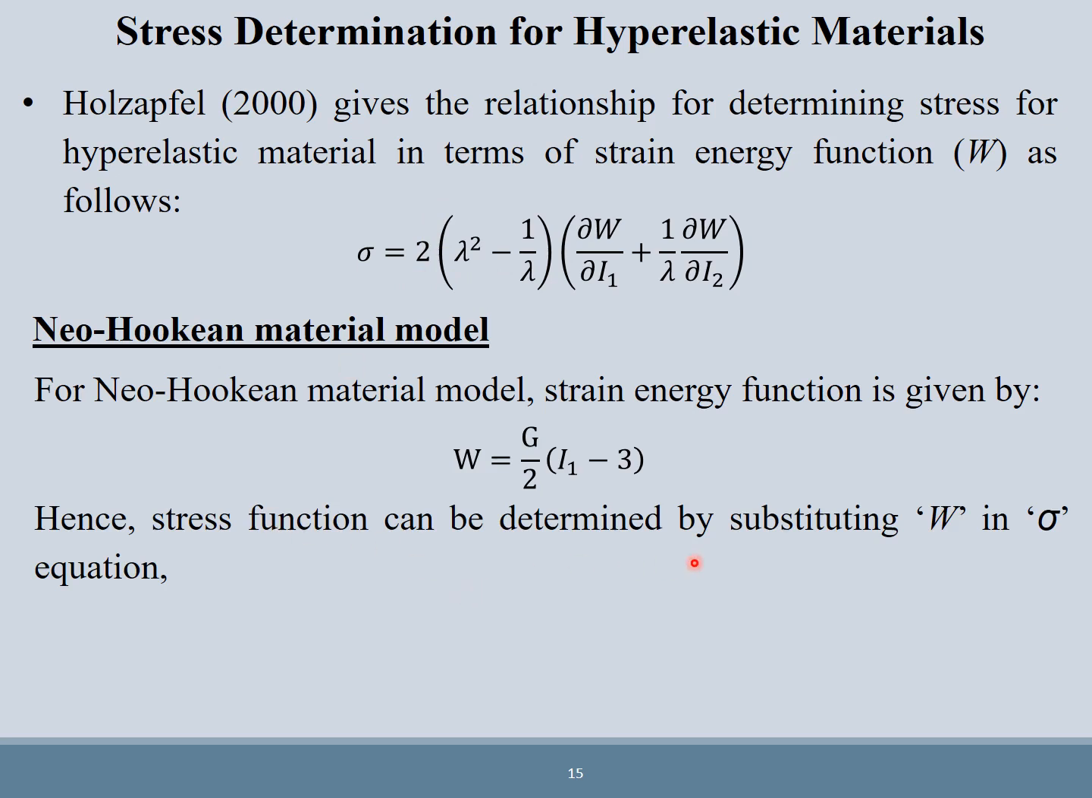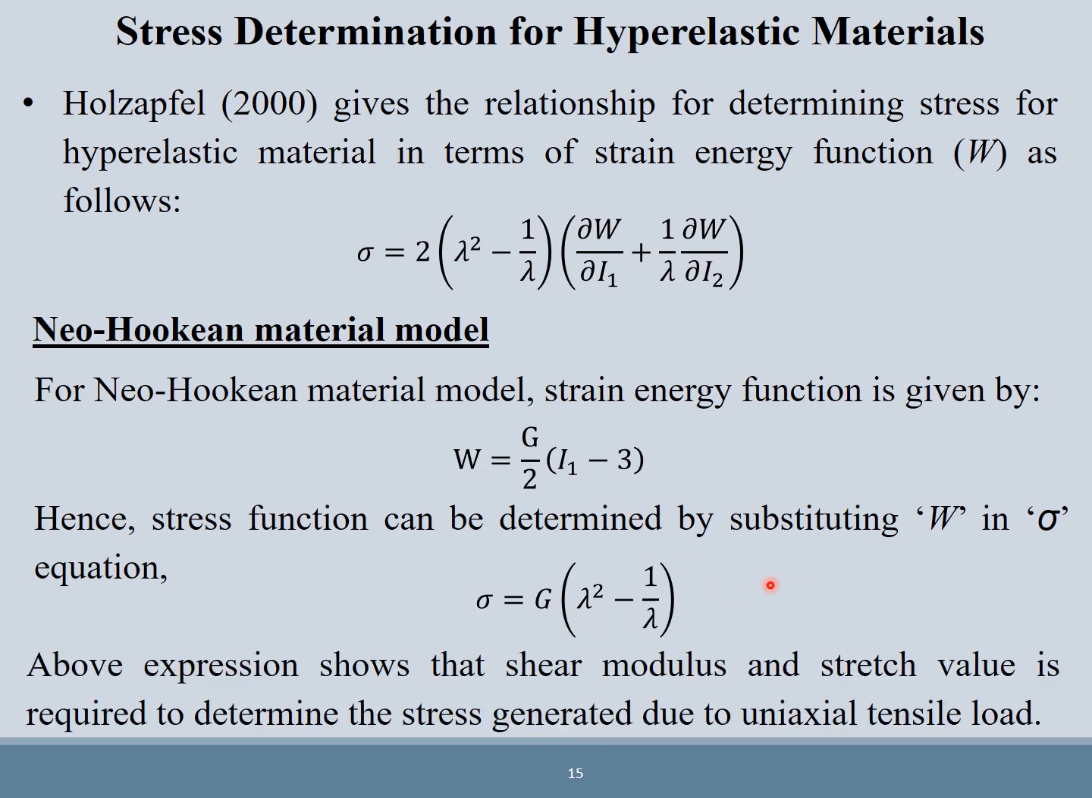Hence the stress function can be determined by substituting W in the sigma equation. So sigma is equal to G times lambda square minus 1 upon lambda, and I have explained how we get this sigma. We got this sigma using this expression, putting the strain energy equation in the sigma equation and simplifying. The above expression shows that the shear modulus and stretch value are required to determine the stress generated due to uniaxial tensile load, where lambda is generally the axial stretch.